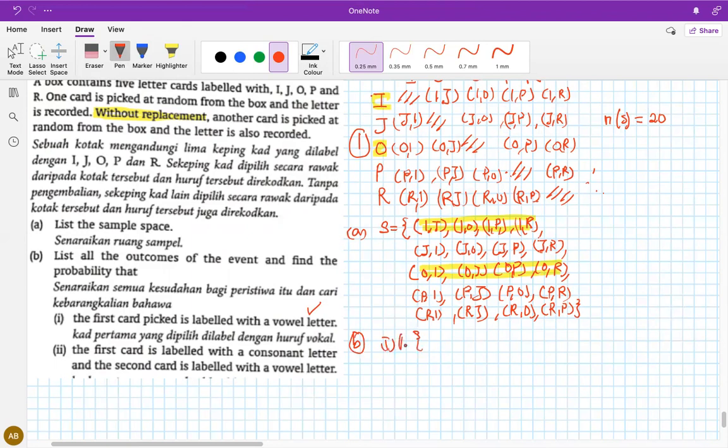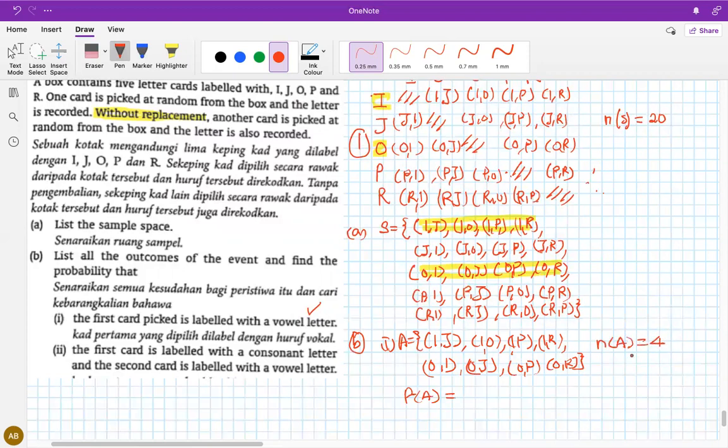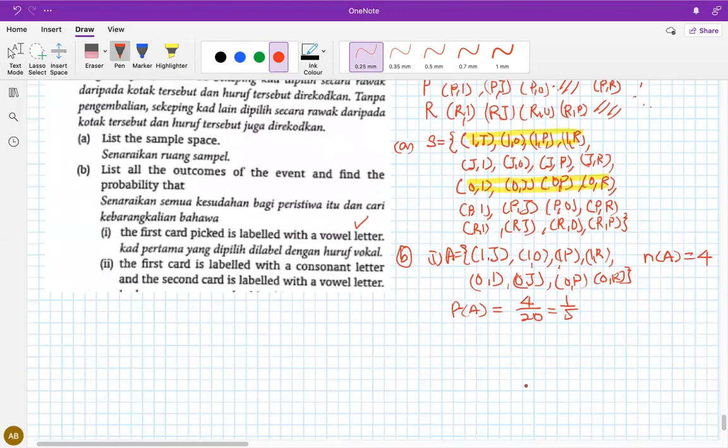Okay, so we set event A. Event A will be IJ, IO, IP, IR, OI, OJ, OP, and OR. Okay, so the probability of A is the number of A. So the number of A is very clear, it's 8. Therefore, it's 8 over 20. So it's 2 over 5. Okay, so this is B1.